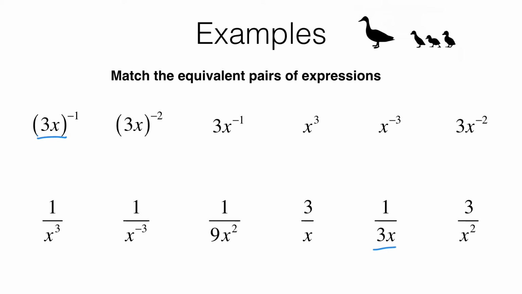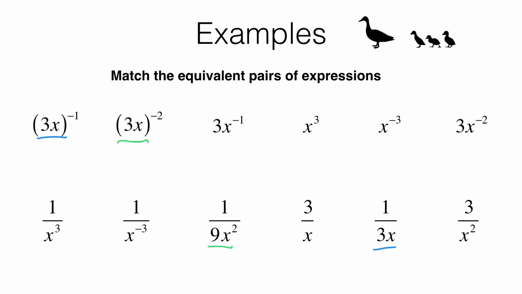The next one is I've got 3x to the minus 2, so that's going to be 1 over 3x to the power of 2. Now 3x to the power of 2 is 9x squared, so 3x to the minus 2 is going to be 1 over 9x squared. So I'll be matching this one here with this one here.